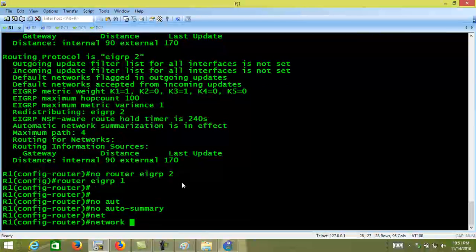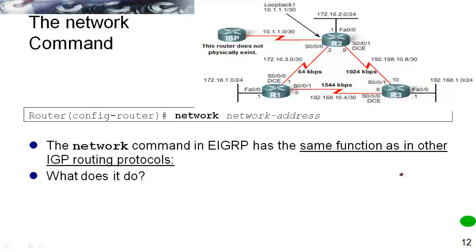Then we do the network command. And as a side note, the network command does the same for all routing protocols, as in it has two functions. Whichever router you are on, you can see here we are under the router configuration mode. This is where we have gone conf t to global config mode, then you type router, say EIGRP or whichever routing protocol. So the network command has the same function as in other IGP routing protocols. That's what the first bullet there says.